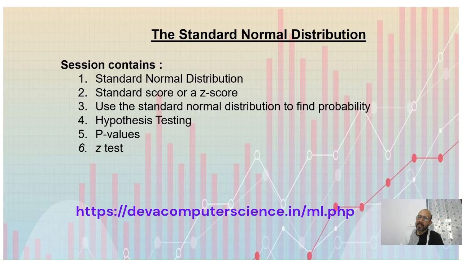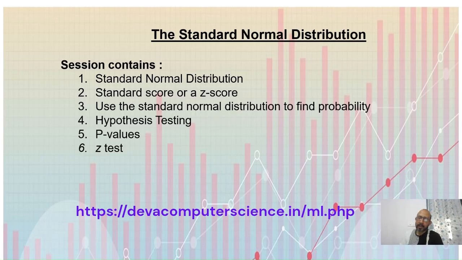What is standard normal distribution? The standard normal distribution, also called Z distribution, is a special normal distribution where the mean equals 0 and the standard deviation is 1.